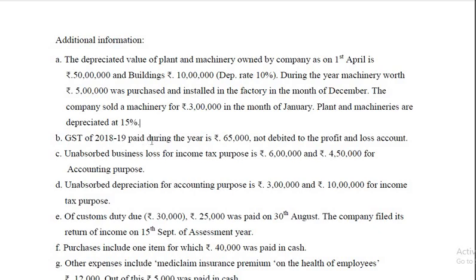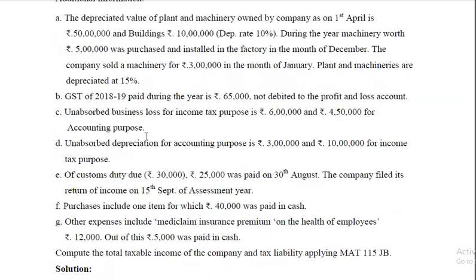GST of 2018-19, that is last year, paid during the year 65,000, not debited to the profit and loss account. So this is deductible while computing business income on payment basis. Therefore, from the net profit, which is taken as the starting point, you have to deduct 65,000 rupees in order to calculate business income. And then unabsorbed business loss for income tax purpose 6 lakh and 4 lakh 50,000 for accounting purpose. Unabsorbed depreciation for accounting purpose is 3 lakh and 10 lakh for income tax purpose.